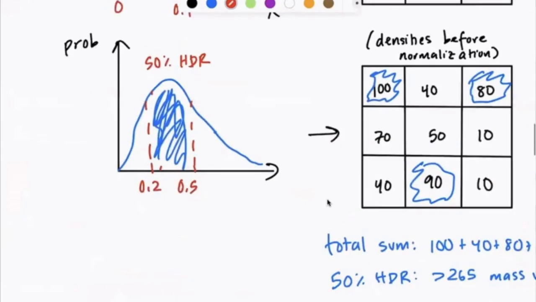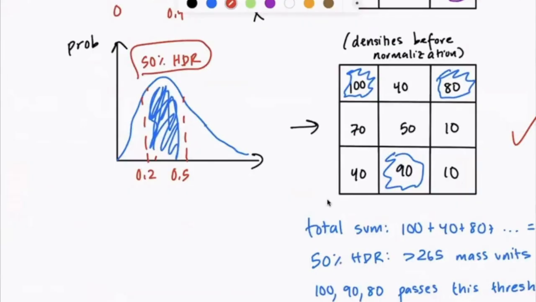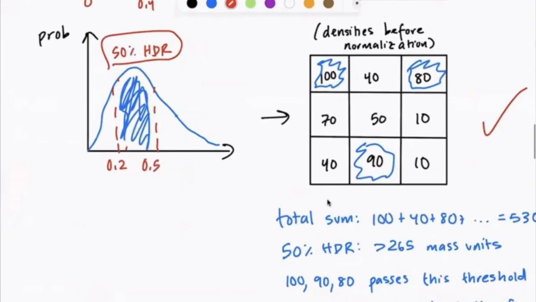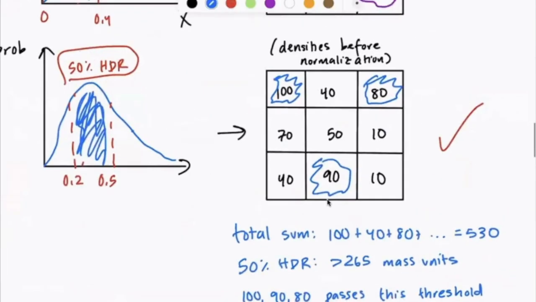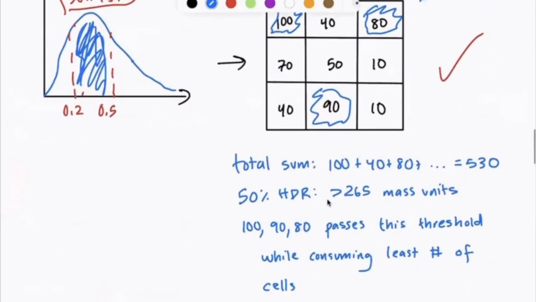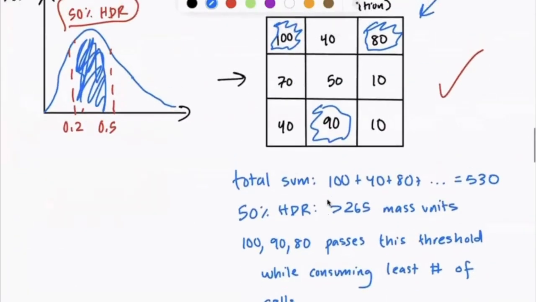And the core idea behind, say, the 50% HDR is we still want 50% of the mass to be in the HDR, but we actually want to choose the fewest number of cells to make that happen. So let's explain this by going through an example. We have the same probability grid as with the CDF, and the total mass is just summing the values in all the cells, and we get 530.